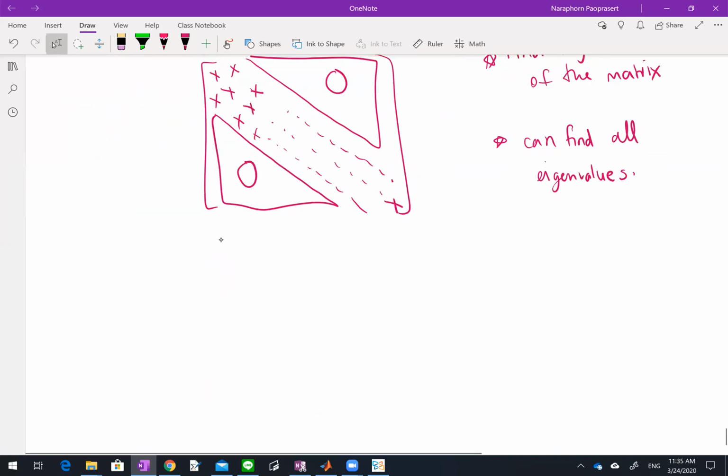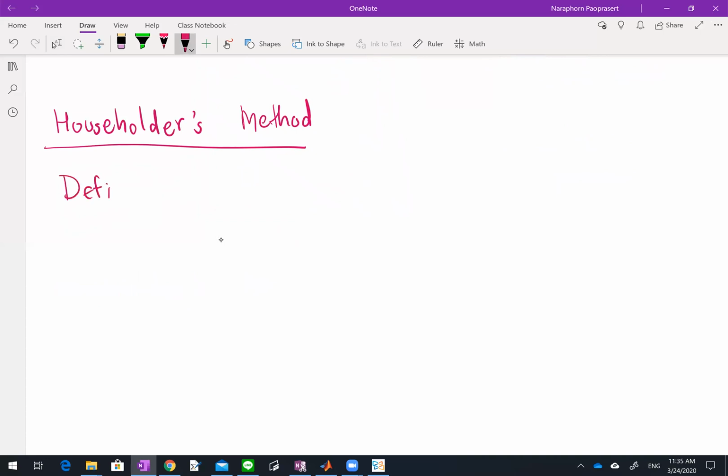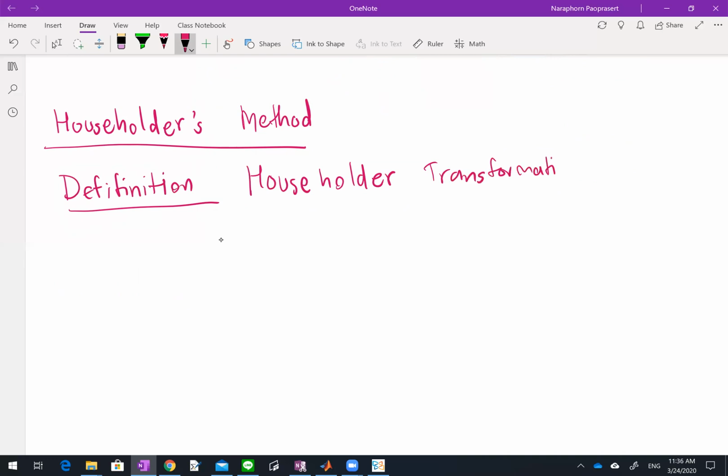As mentioned in the previous clip, for the Householder method, I'm going to go into details of the theory behind it. So bear with me, it's going to be a little bit difficult. First, let me give you the definition. This definition is called the Householder transformation matrix.